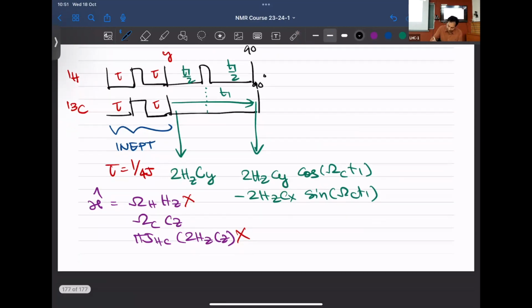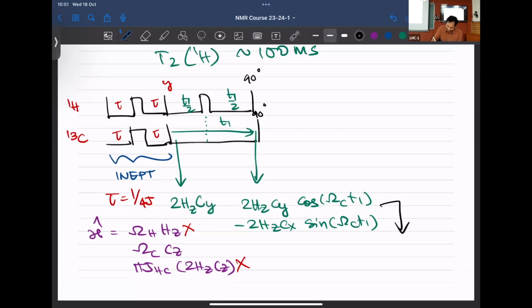The moment you apply a 90-degree pulse to this, let me run with only one of the terms, the cos term. What is going to happen? With the 90-degree pulse applied simultaneously, Hz will become minus Hy, and the X-phase pulse makes Cy become Cz, times cos omega C T1. All I did was apply the 90-degree pulse simultaneously.